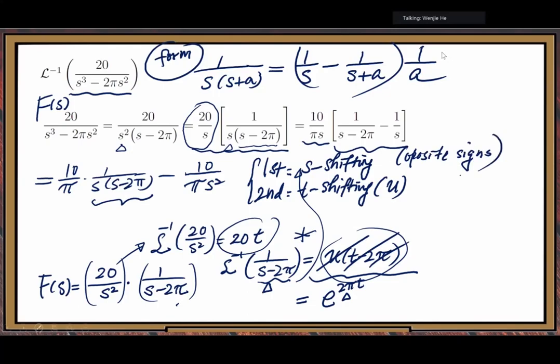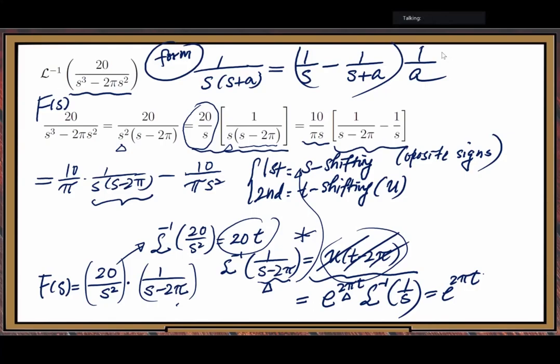We do shifting first, and then inverse Laplace transform of 1 over S. 1 over S, it's 1. So then you get e to the 2 pi t, because it is 1.